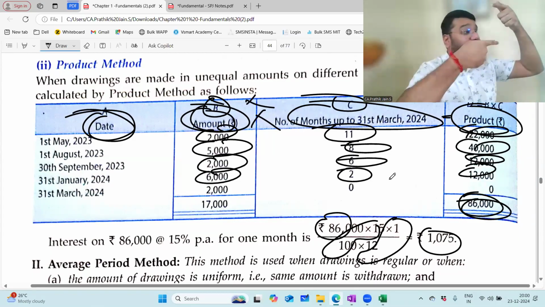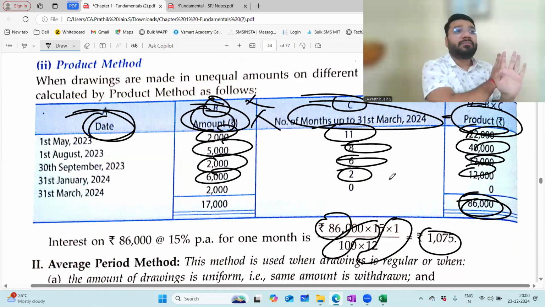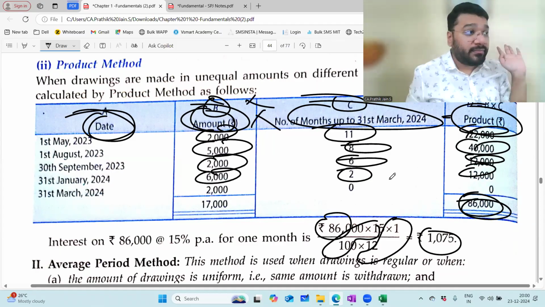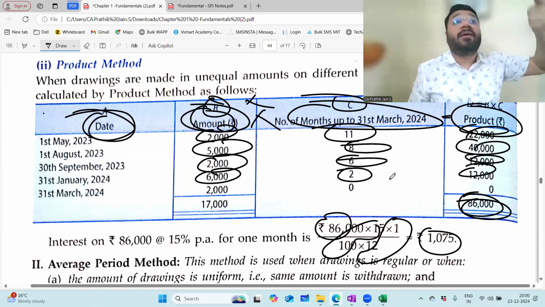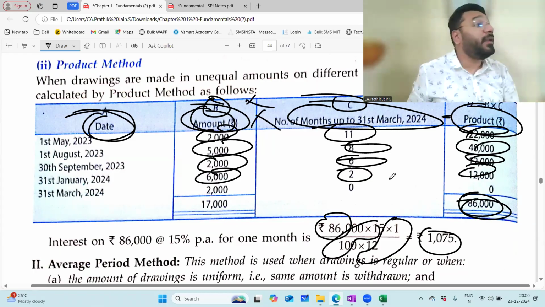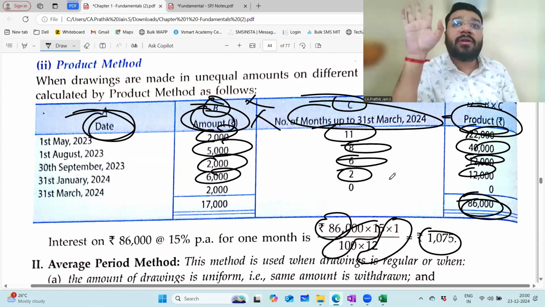P&L appropriation to A's capital. Once that entry is done, then you withdraw. To the extent you are allowed to withdraw, then no problem. But when you withdraw more than the amount you are supposed to withdraw, on that the drawing will come in the next year. Am I loud and clear?